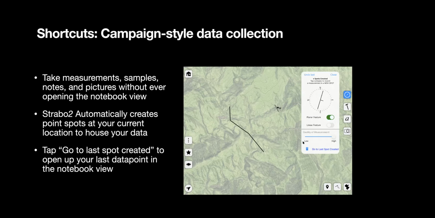And at any point, you can go to the last spot created to enter that spot and continue editing, or go back to previous spots that you've created in this campaign mode and add information to them. So it's a way to collect data really fast. It's much more lightweight than entering the notebook page and adding all kinds of information if all you're trying to do is collect a bunch of strikes and dips or collect a bunch of samples. And I'll demo that.